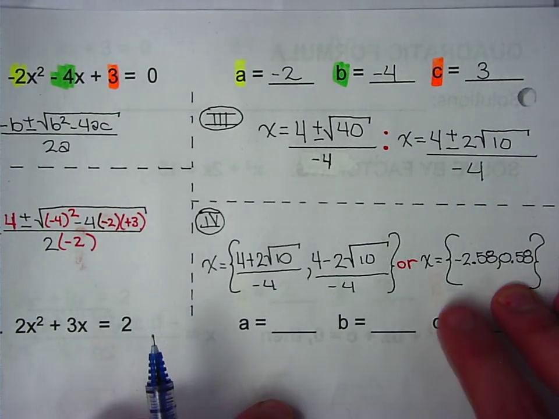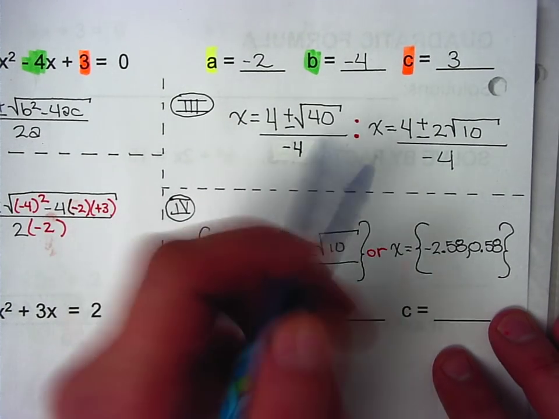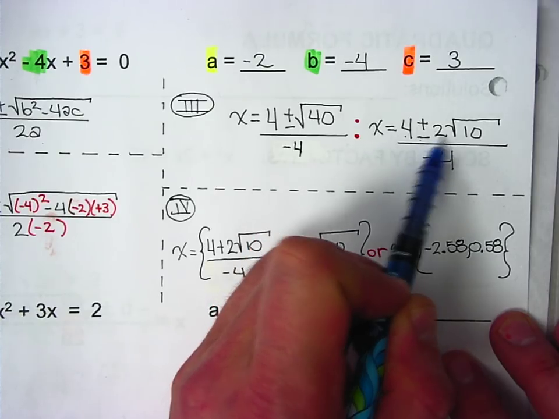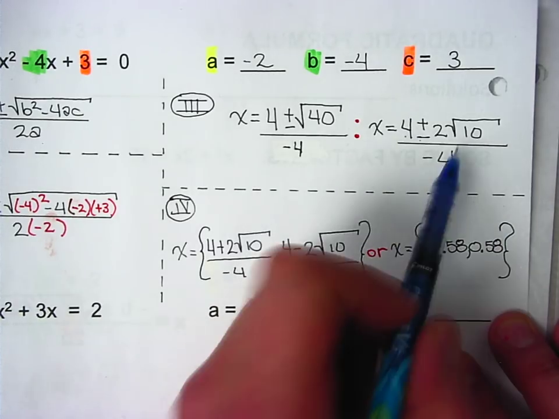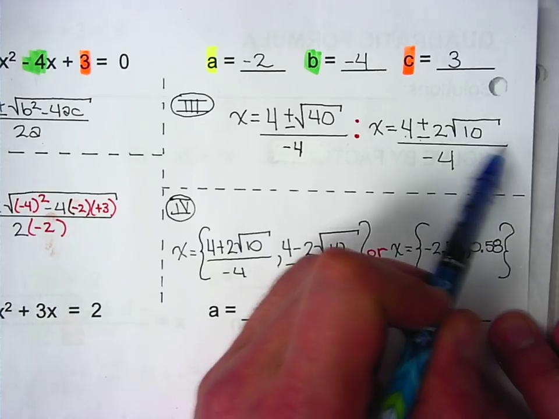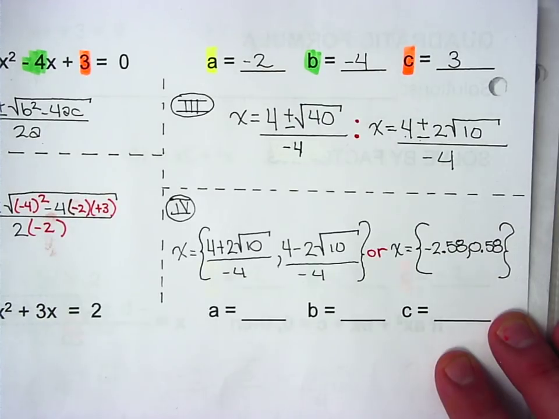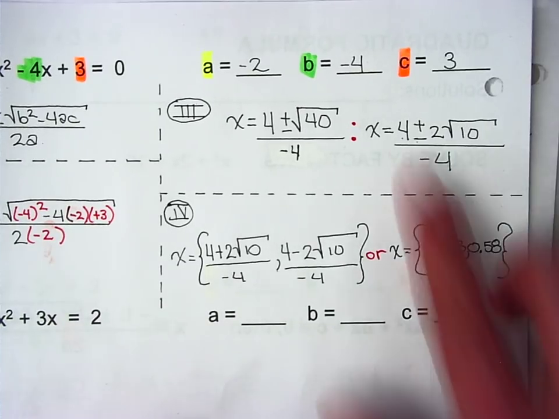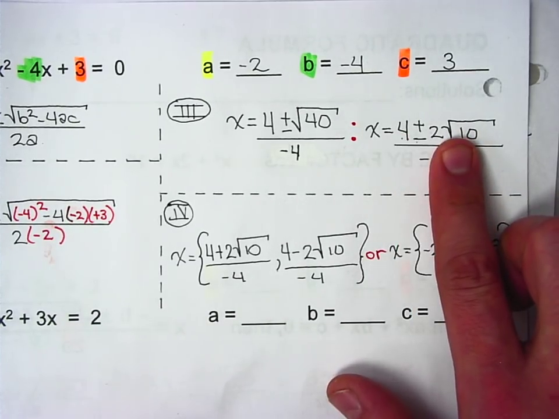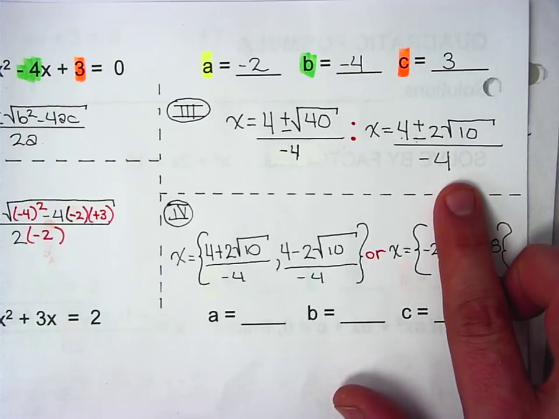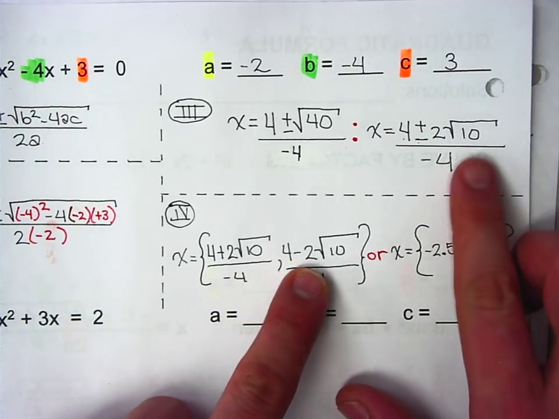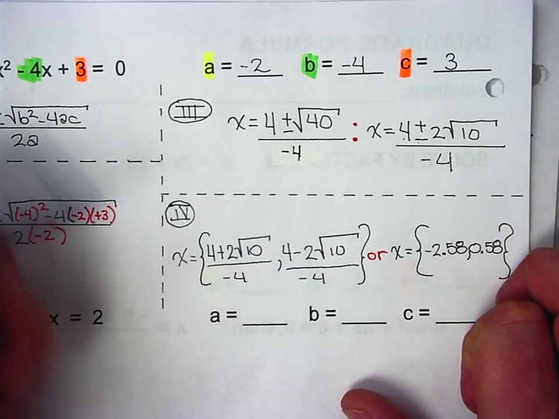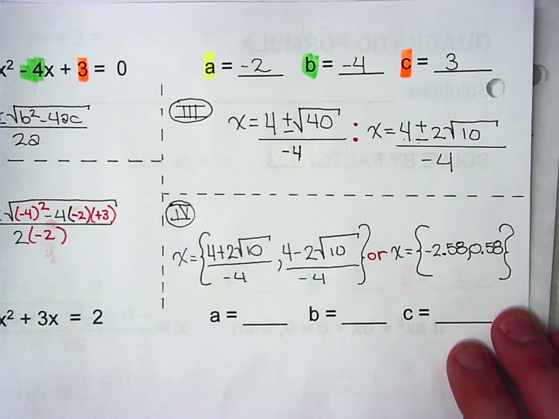So I will now write it as x equals 4 plus or minus 2 square roots of 10, because that's what the square root of 40 is simplified to, divided by negative 4. So there's two ways to write your answer now. You could just write with the algebra and say, okay, well, 4 plus this thing right here divided by negative 4 is one answer, or 4 minus 2 square roots of 10 divided by negative 4 is my second answer. This would be the algebraic form. Or we could round it and get an actual decimal answer.